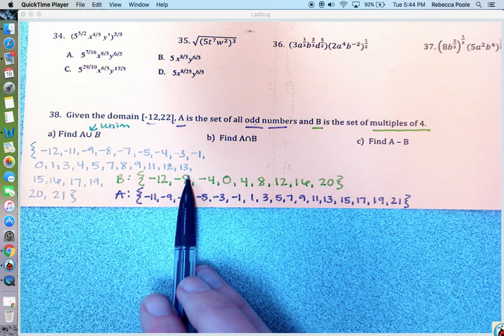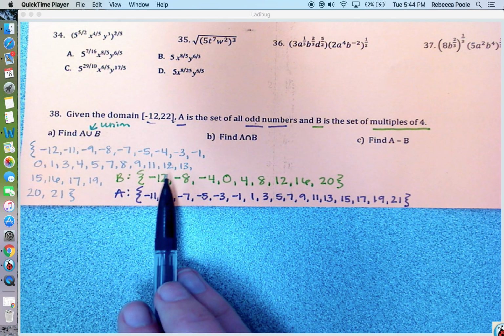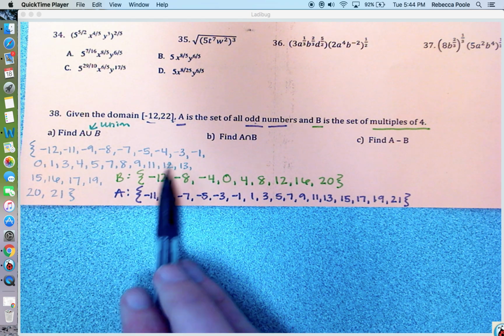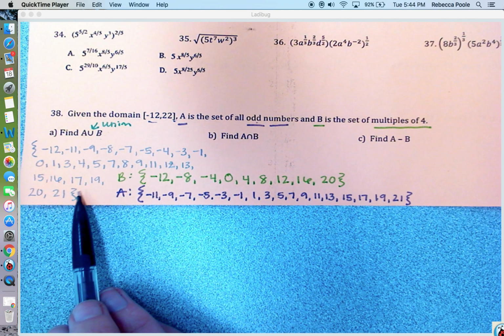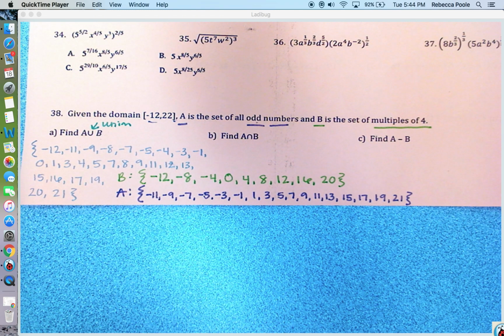So remember, or means it just needs to be in at least one of them. It can be in one, it can be in both. As long as you see that number listed in these sets, it should go in the or section.